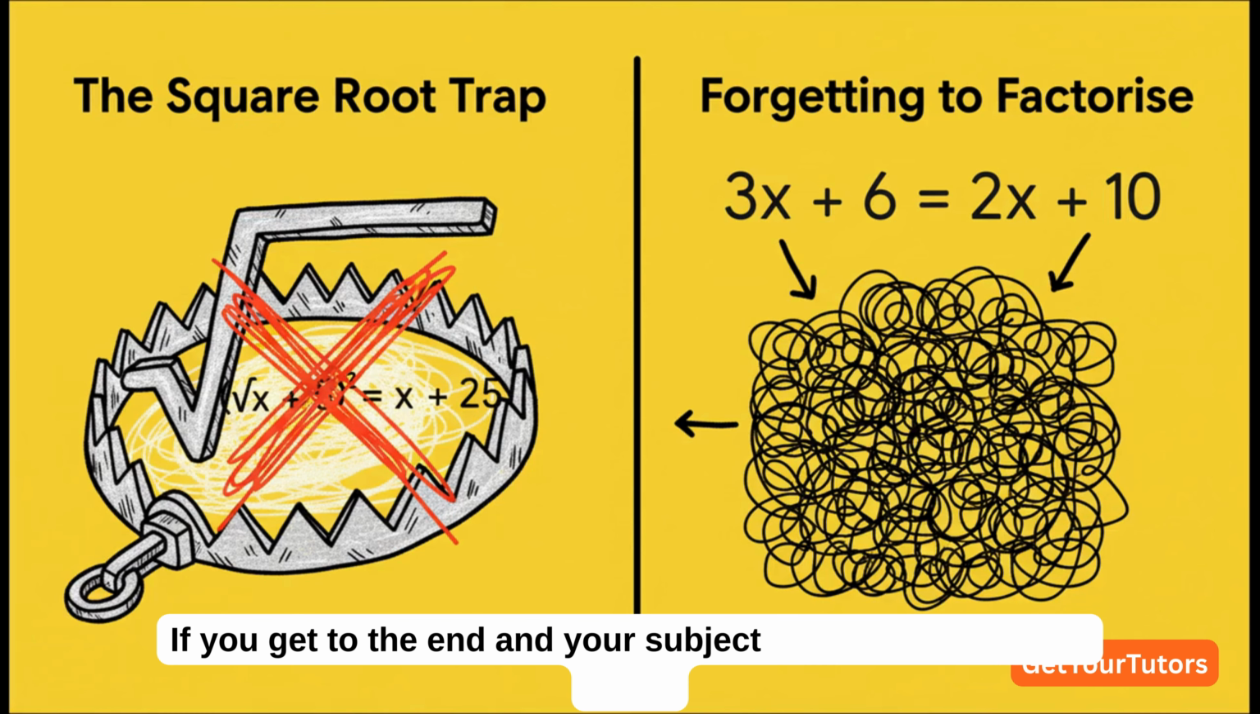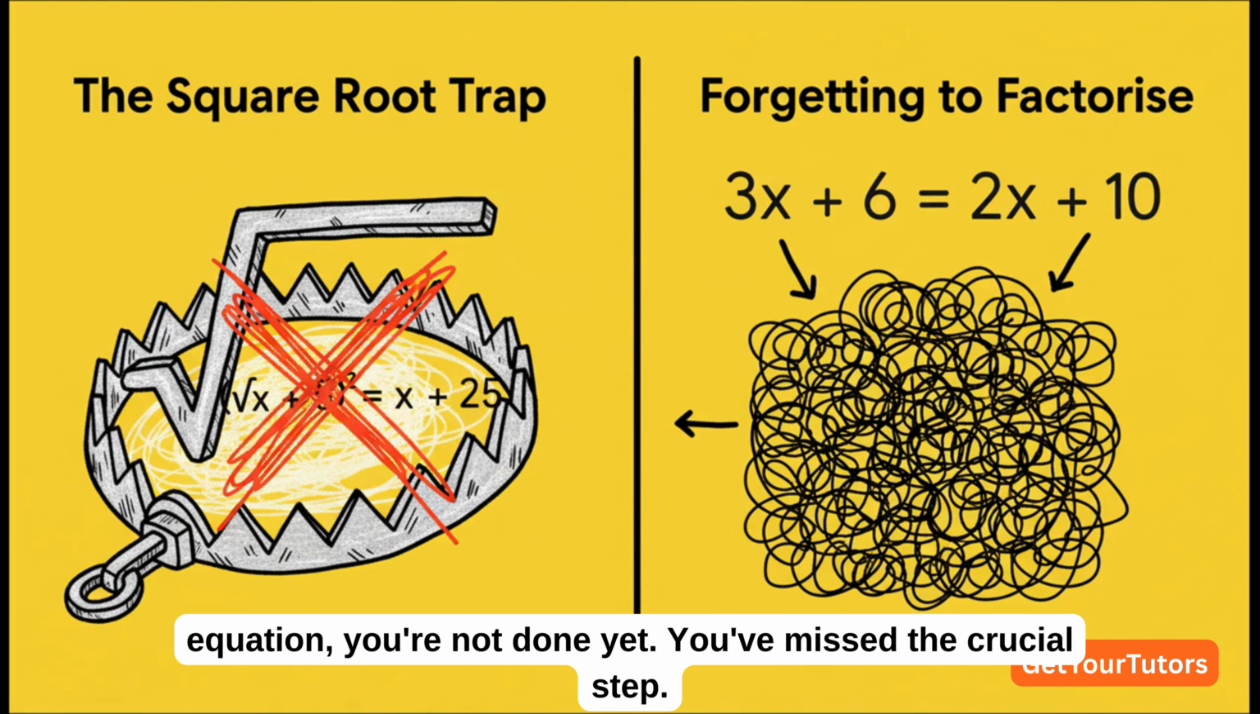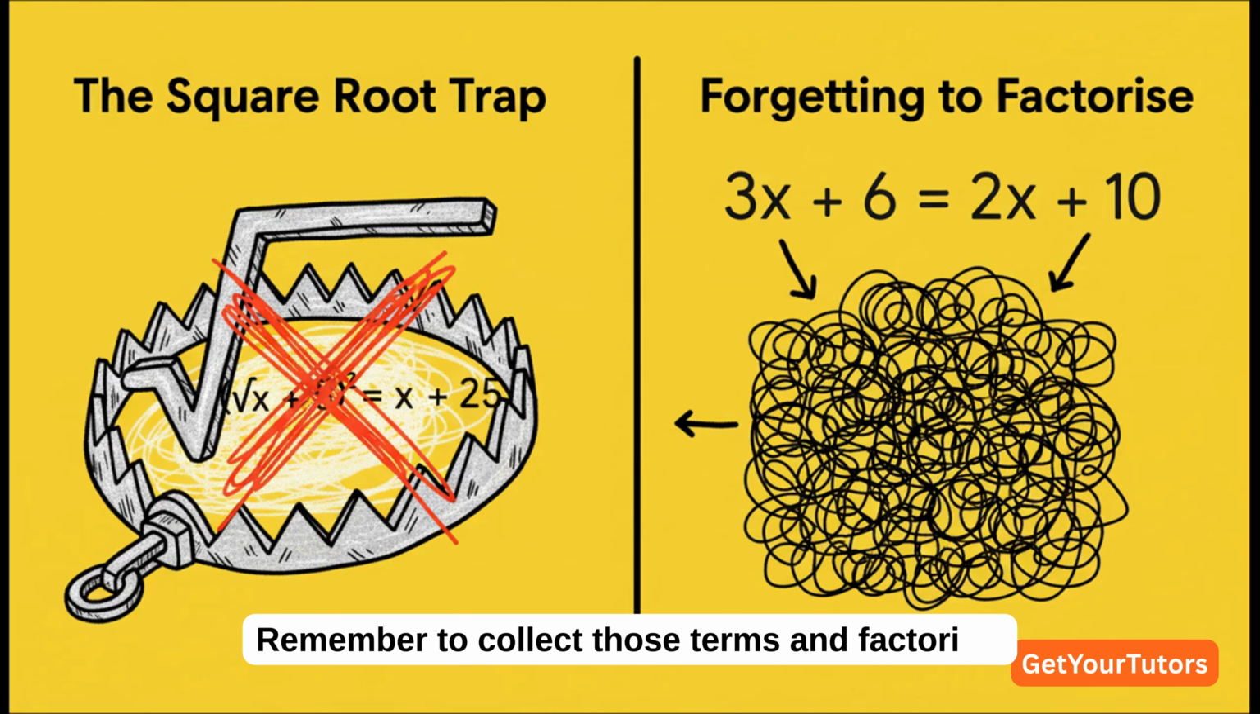The other big one, people just forget to factorize. If you get to the end and your subject is still on both sides of the equation, you're not done yet. You've missed the crucial step. Remember to collect those terms and factorize.